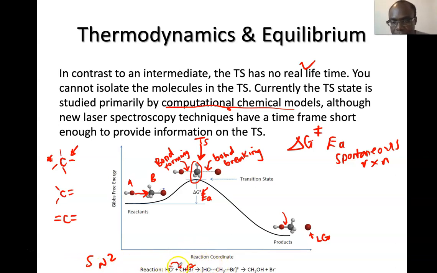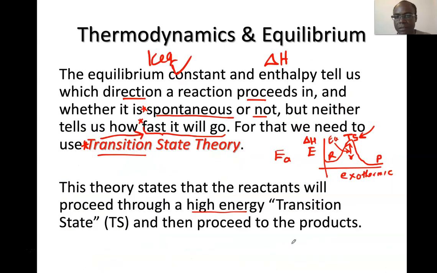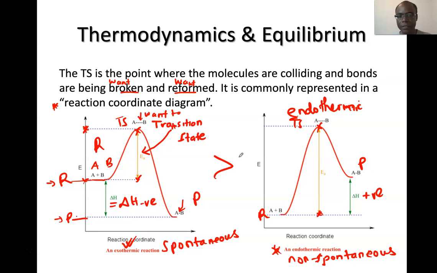So you see the oxygen wants to make a bond with the carbon. This is your TS, and the carbon-bromine bond wants to break. Once the bromine breaks off, that's how you make your Br minus. And once the oxygen-carbon bond forms, that's how you make your alcohol. So this helps explain how we make our product. The sooner you make your TS from the reactant, the sooner you make your product. So the transition state theory is very important in explaining the rate of reaction.